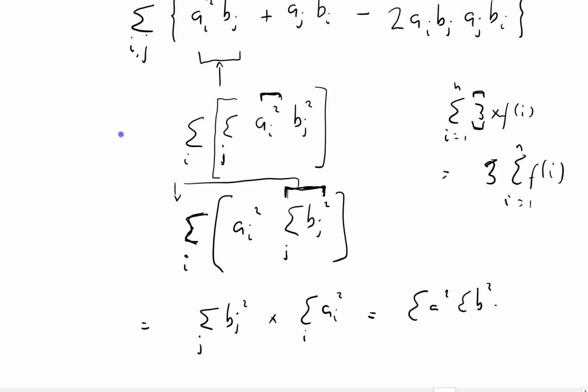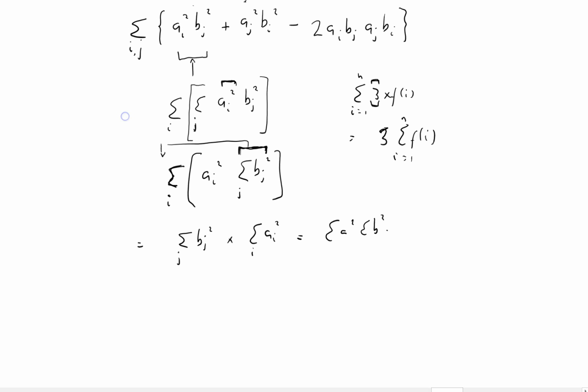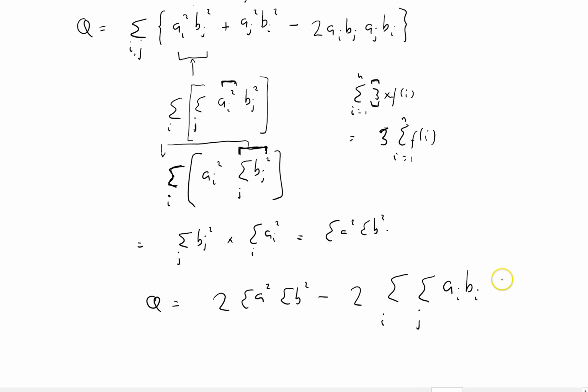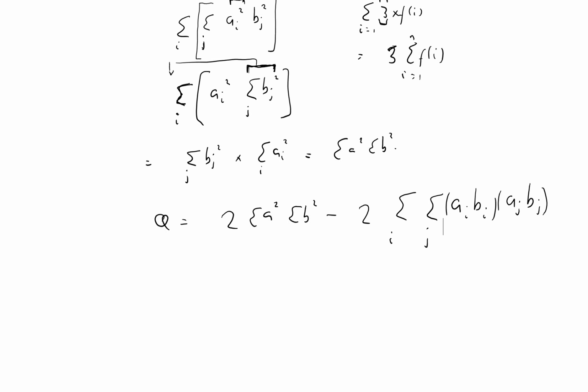Okay, and of course the same line of logic applies to this guy here. So let's have a look at this. And what have we got here? This is q again, isn't it? So q equals 2 sigma a squared sigma b squared, because we've got two terms that are the same, minus 2 sigma over i, sigma over j, the 2 has come out, ai bi aj bj. All I'm doing is rewriting these terms in a slightly different order and then bracketing it to make it work for me.